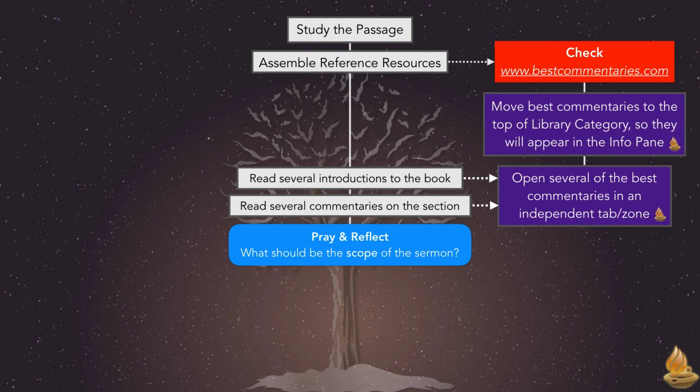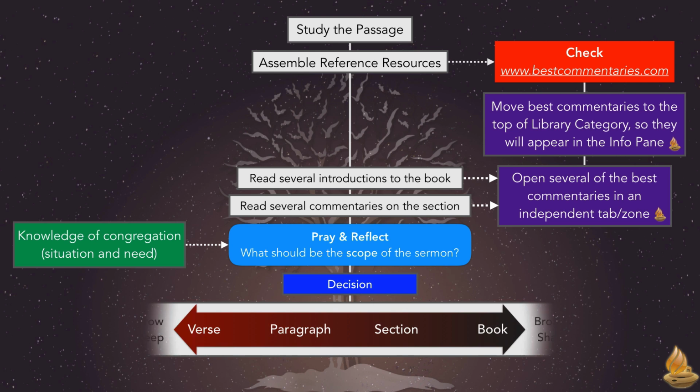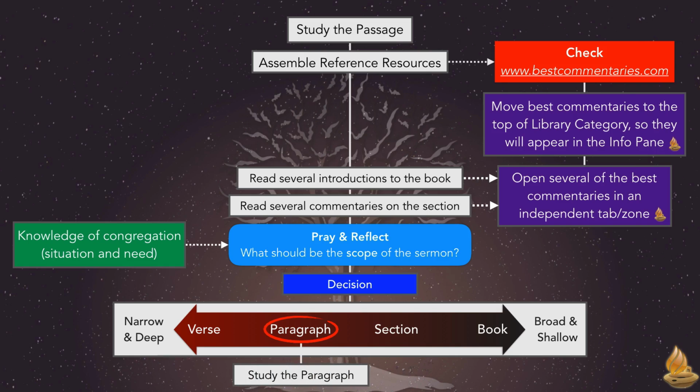Now, it's time for more prayer and reflection. This time it's about the scope of the sermon. Once again, our knowledge of the congregation and its need figures importantly into this decision. The decision's really a sliding scale. The larger the section of material we cover, the shallower our treatment will be. The less we cover, the deeper we can go. In most cases, and for most American audiences, I'd recommend a paragraph. Our task, then, will be to study the paragraph in depth.